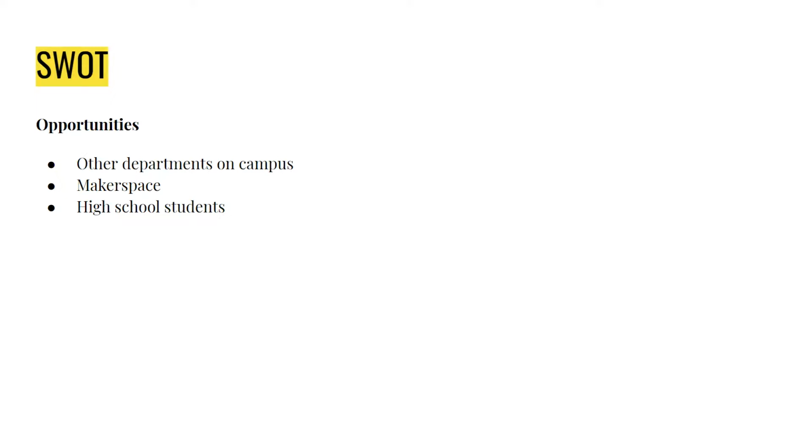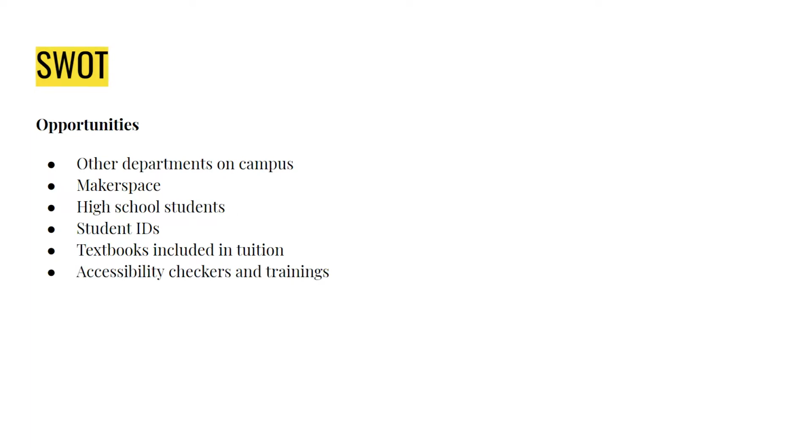The widespread use of student IDs makes checkout easier and faster. Since textbooks will automatically be included in student tuition, more space will be freed up in the library that used to house textbooks. The plethora of accessibility checkers and trainings that have come out and are being offered to employees means better accessibility for our students. Technology is always an opportunity.